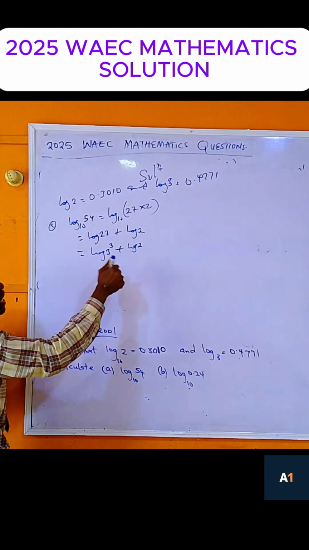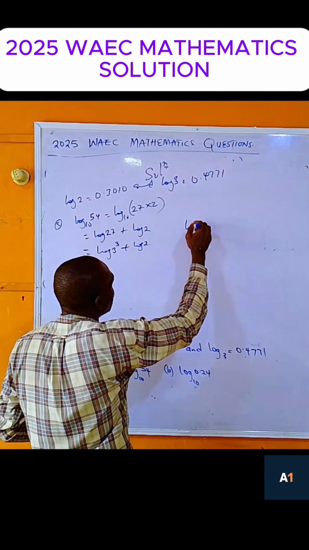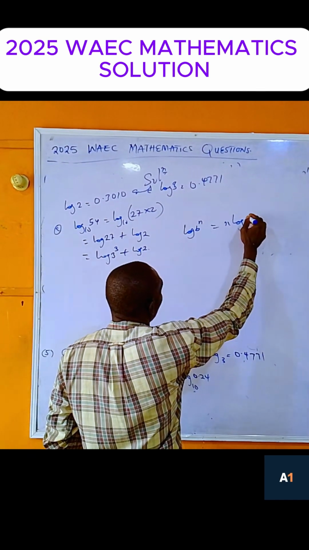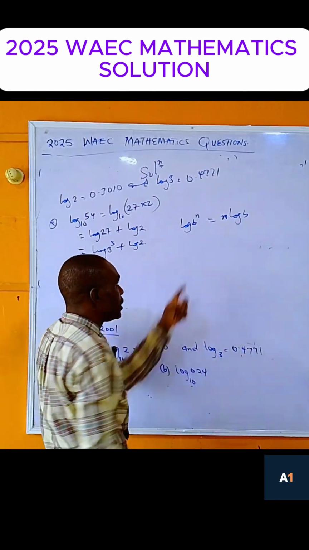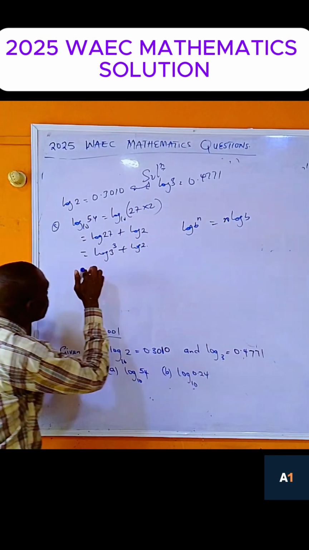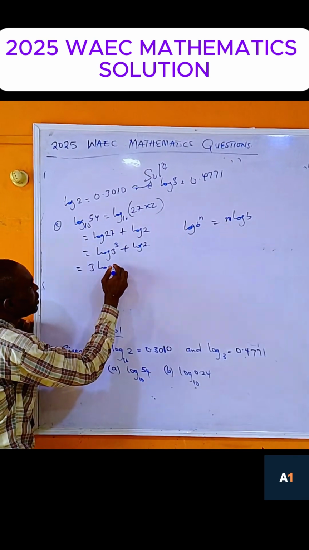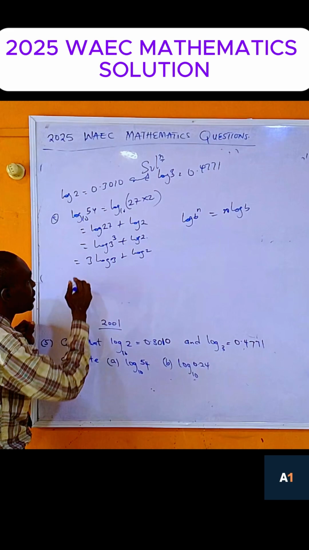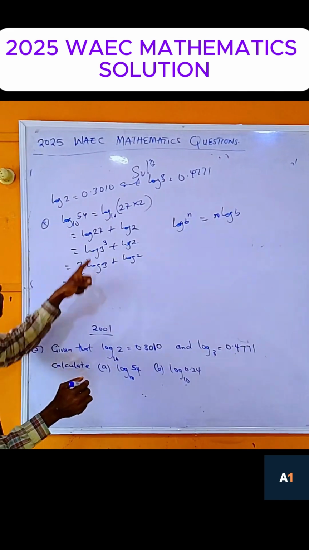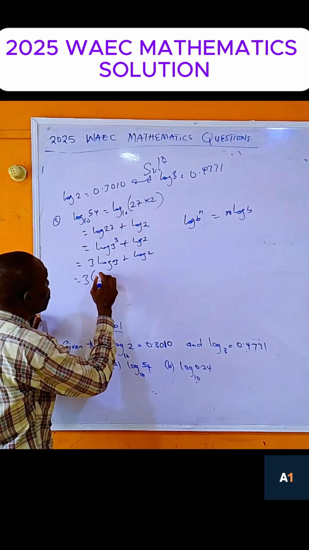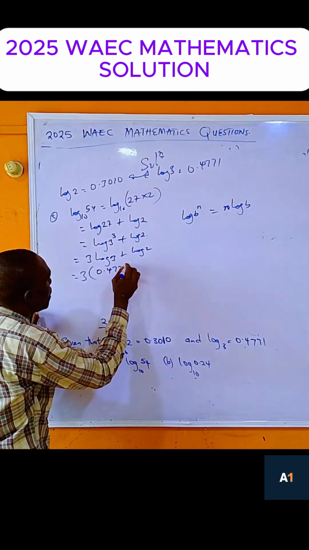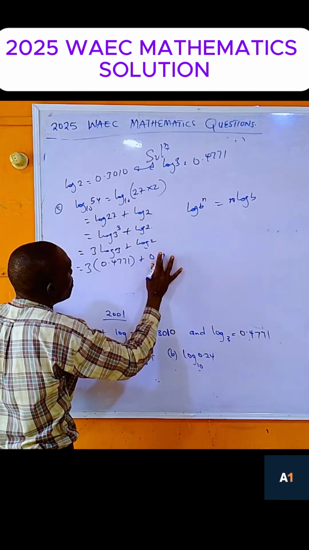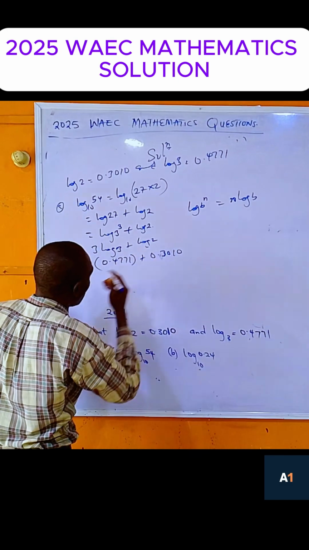Now in this case, in the law, if we have log b raised to power n, it is the same thing as n log b. It can be written like this. Now automatically this one can be written as 3 log 3 plus log 2. Just insert it. So we have 3 bracket, then log 3 is given as 0.4771, then plus log 2 is given as 0.3010.